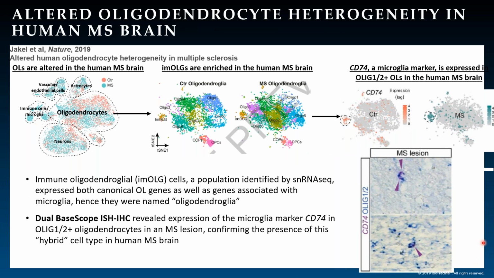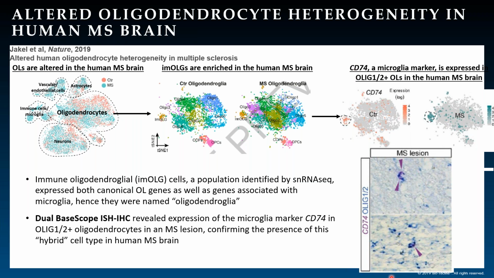So when they further compared the single nuclear sequencing data, they were able to show that there was certain differential expression between the normal healthy brain and the MS brain when it came to certain specific markers. And these were markers like OLIG1, 2, and CD74. Now, these are markers for microglial cells and oligodendrocytes. And what they were able to identify was that there are certain cells called oligodendroglial cells which have hybrid characteristics of both oligodendrocytes and microglia, and therefore express markers for both the oligodendrocytes and microglia.